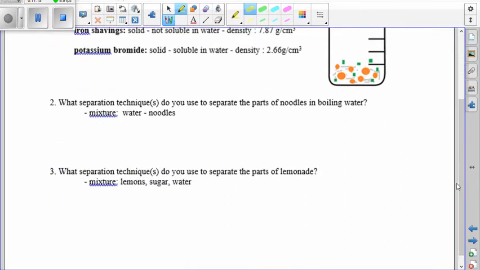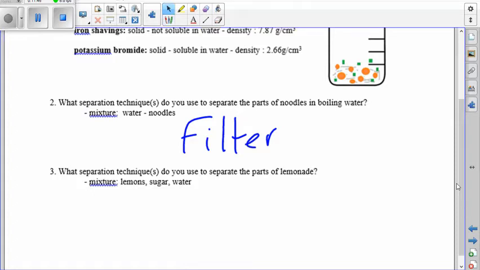Let's see here. Colin Lee, how are we separating those noodles out of the boiling water? It's a mixture of water and noodles. I would just put it through a filtration system. Yep, I'll just filter it. It's called a colander. It's probably a big bowl that your parents have under the sink or something like that. It's got holes in it. You just pour the boiling water with the noodles in it. The water goes through. The noodles get stuck. The end. Yep. Filter.